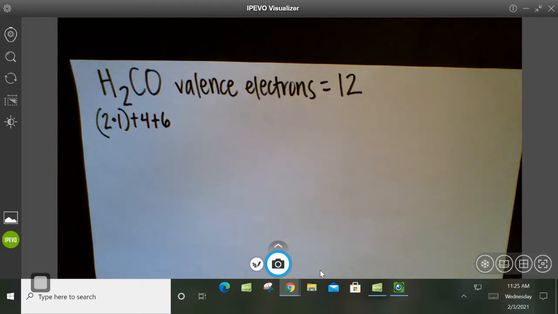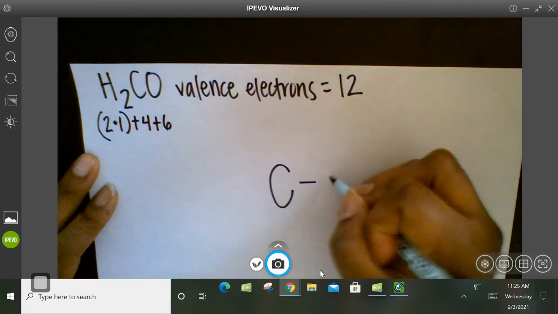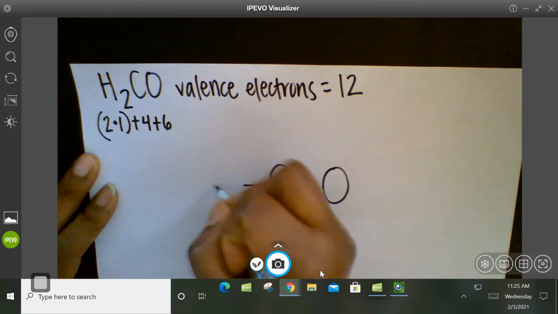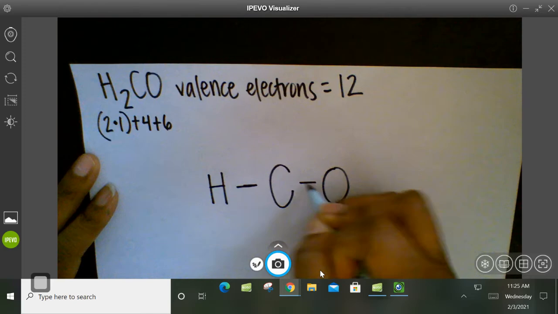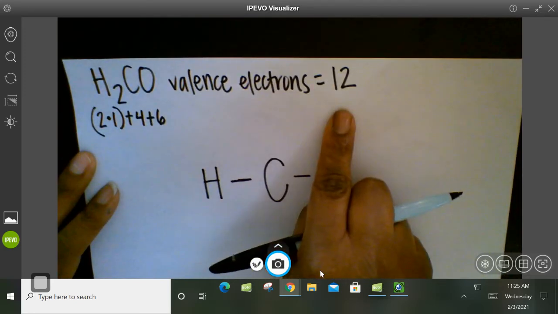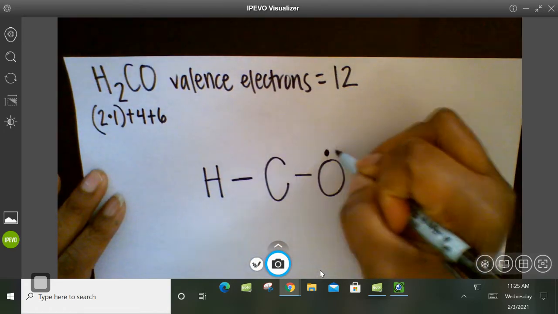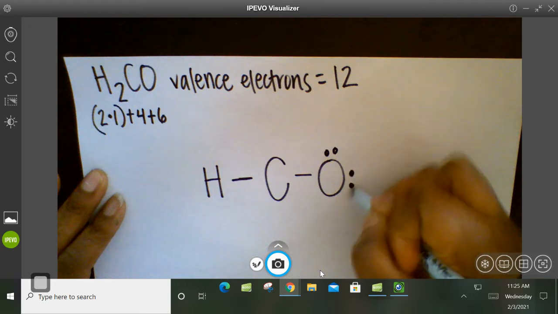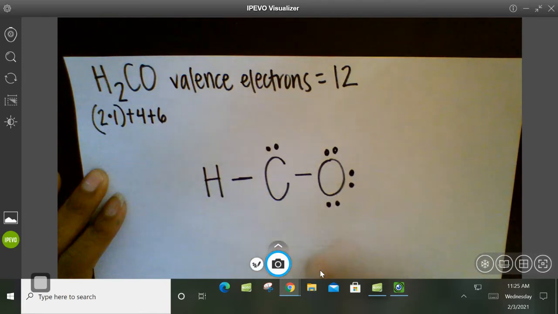Carbon is going to be our central atom, so it's going to be in the middle, and we're going to connect the oxygen, and I'll put the hydrogen over here. And so when I connect them with these bonds, I've used 4 of the 12 electrons that I have available to me. So I have 8 more electrons to work with. Okay, so I'm going to start doing some lone pairs. So I do 2, 4, 6, and then 8. So that's all of my electrons.